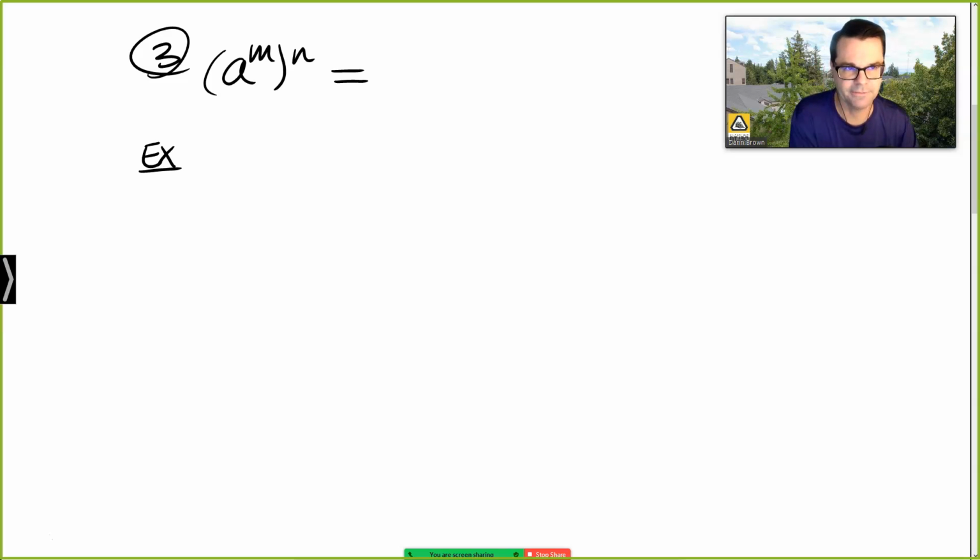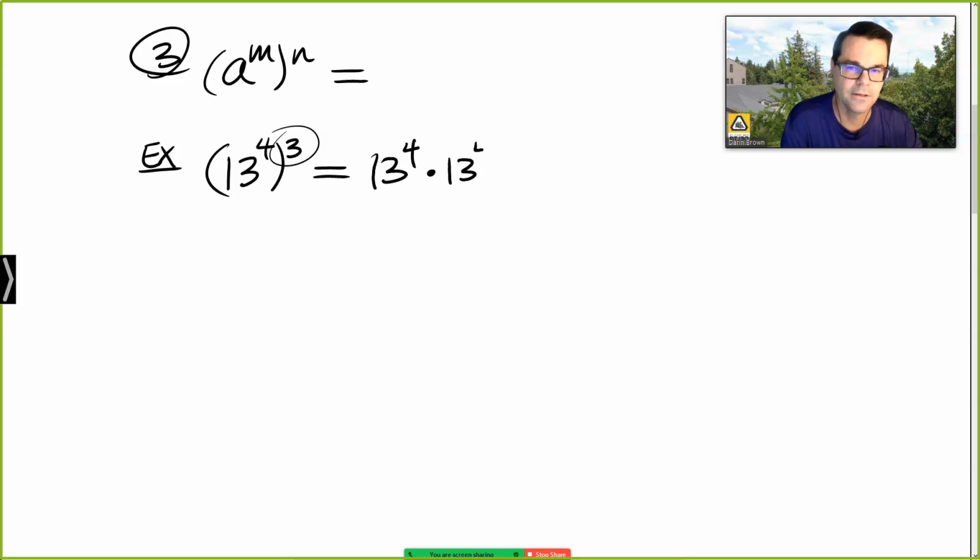Again, I'm using specific numbers. Let's say we had something like, I don't know, 13 raised to the 4th power, and all of this is going to be raised to the 3rd power. Okay, what's this going to be? Well, when you raise to the 3rd power, this means it's the base with 3 factors, but the base itself is 13 to the 4th. So it's 13 to the 4th times 13 to the 4th times 13 to the 4th.